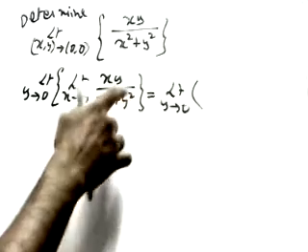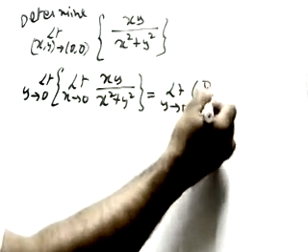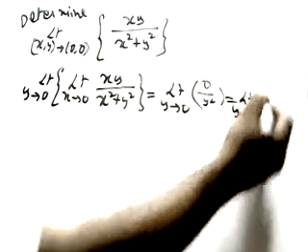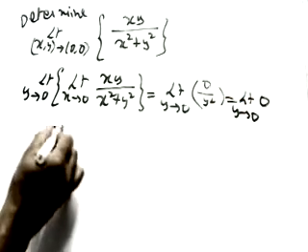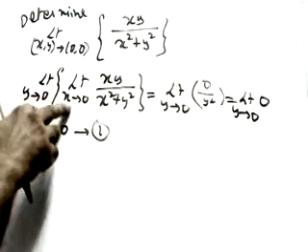If you substitute x here, 0, 0 into a number is 0. 0 plus y squared is y squared. So this will be 0 by y squared. 0 by any number is 0. So limit y tends to 0 of 0. So you will get this as 0. Note this as 1.